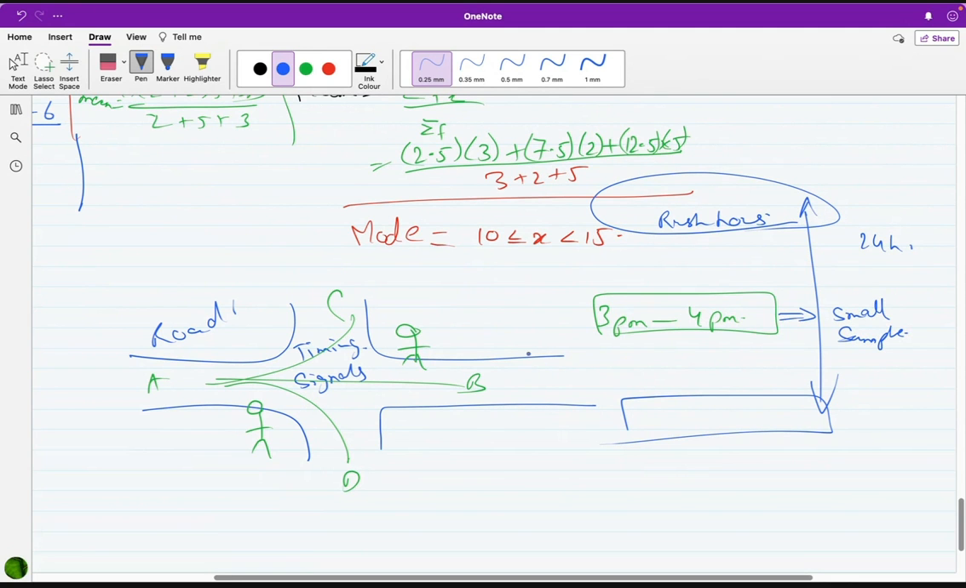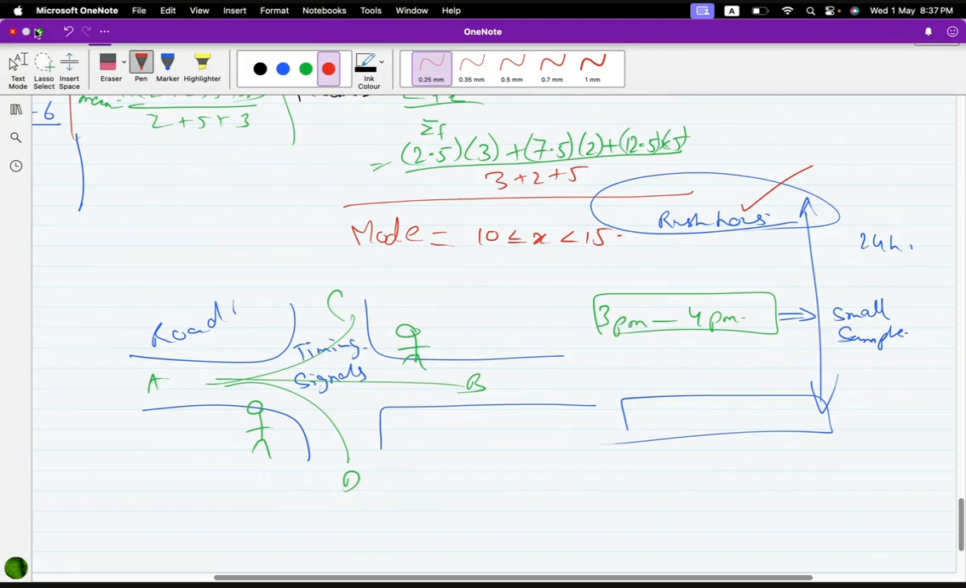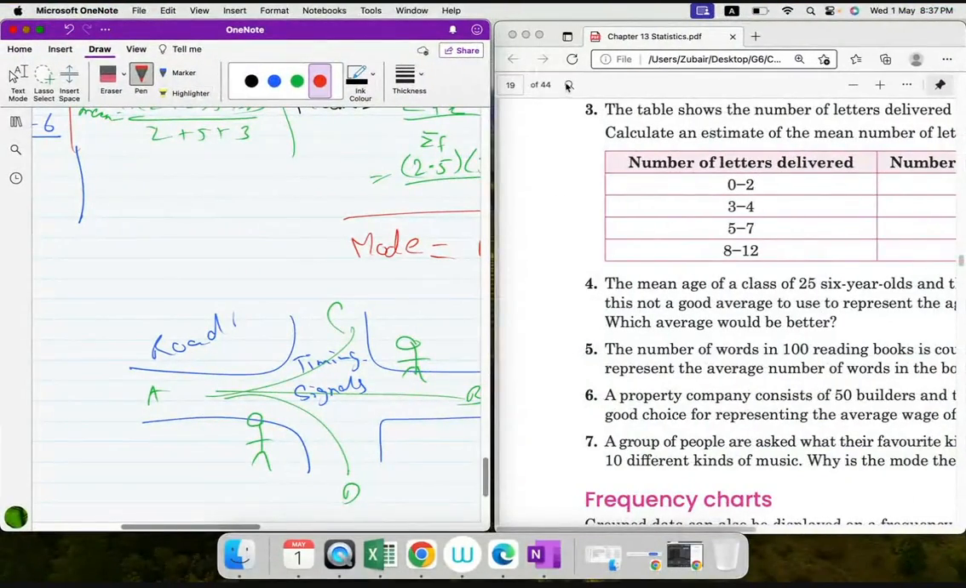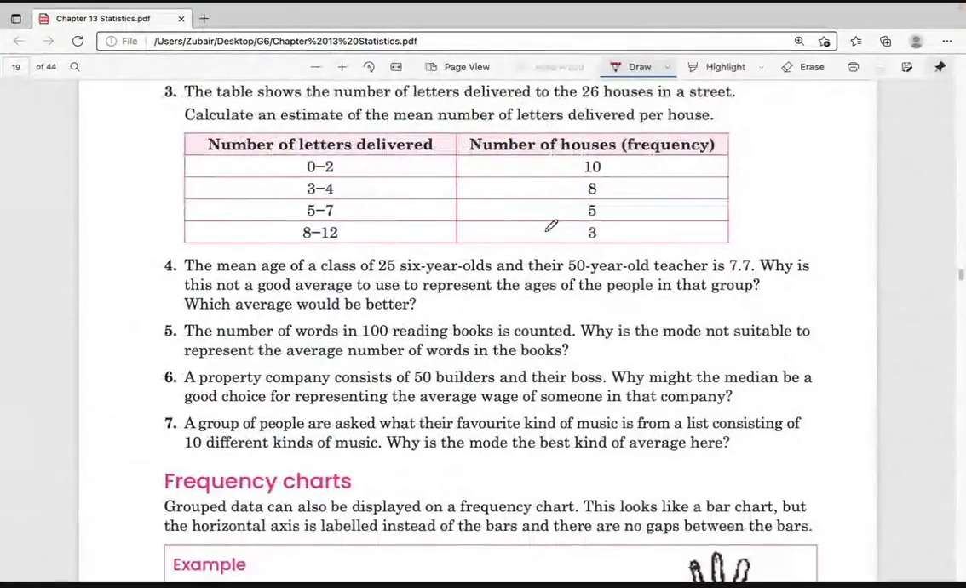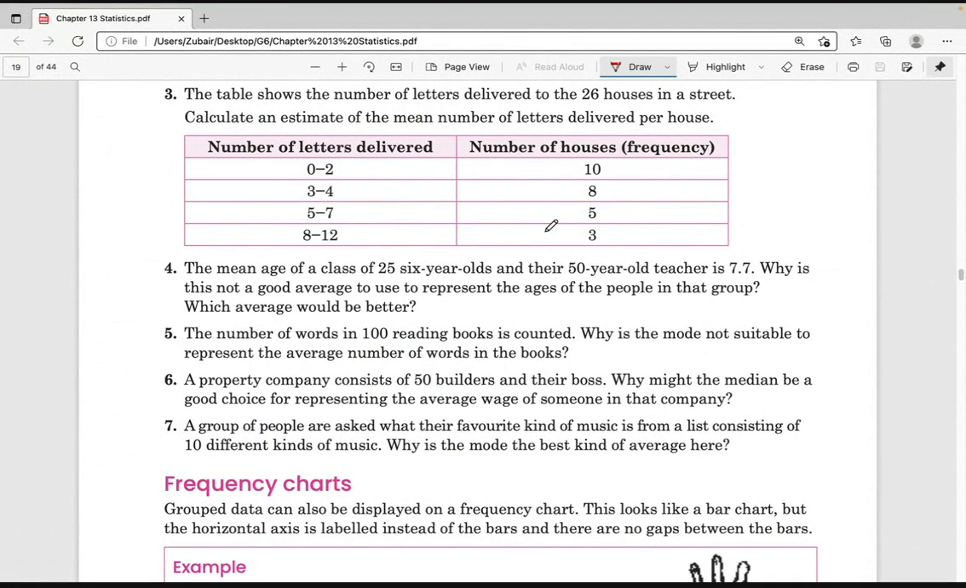If someone would have done it in multiple time slots, some hours of the day, some hours of the evening, then we can say that yes, this is the average time for the whole day. But still the concept holds, especially for this question, rush hour. So if we have a large sample, we can imply that on all the students.